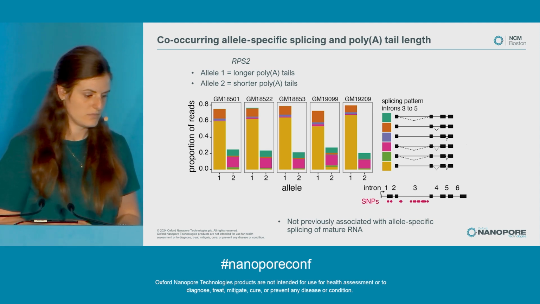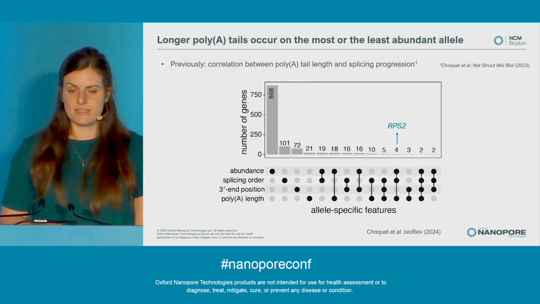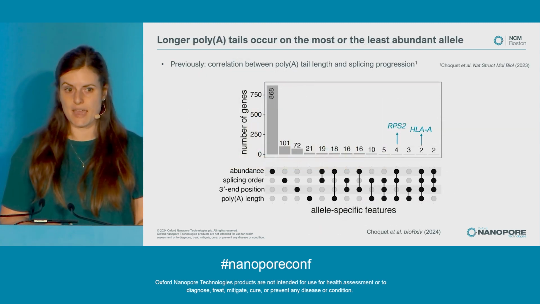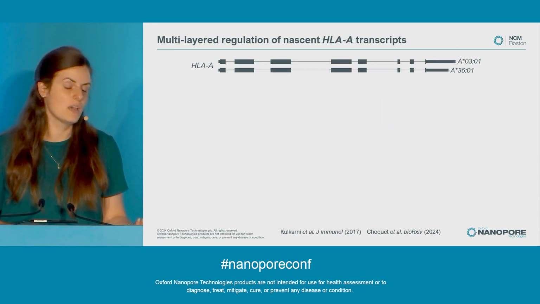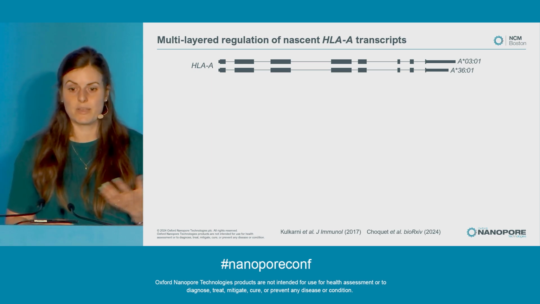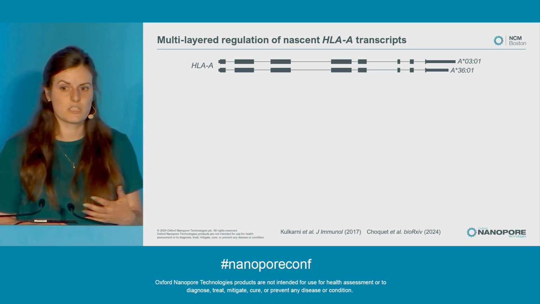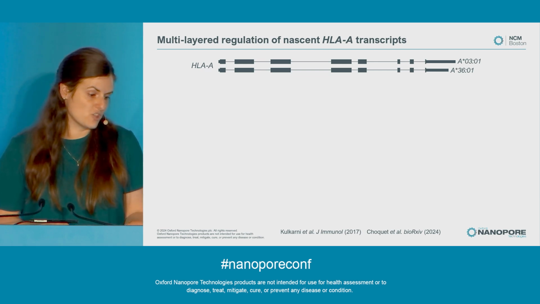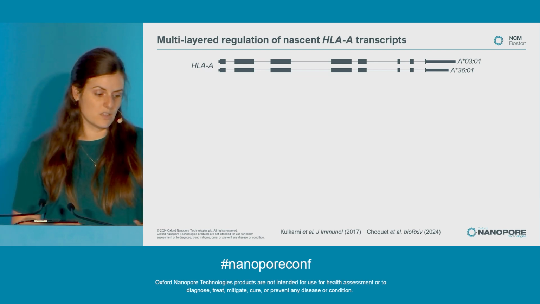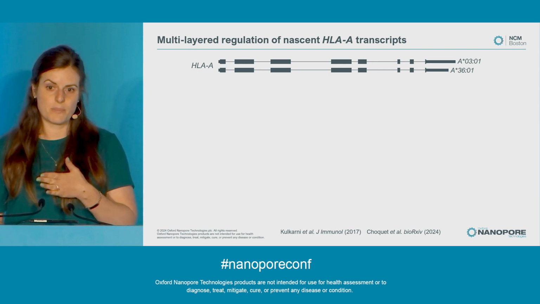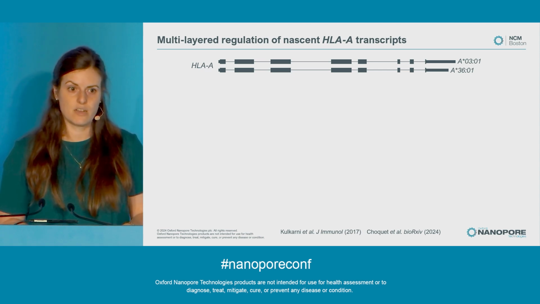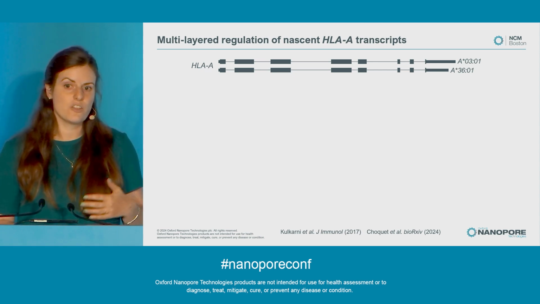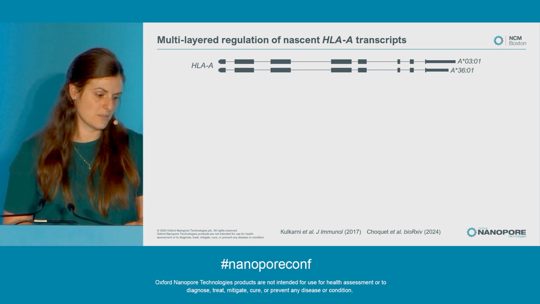So the second example that I want to tell you about is in HLA-A. And as some of you might know, HLA genes are characterized by really high levels of polymorphisms, resulting in hundreds of different alleles. It had previously been shown that some HLA-A alleles are characterized by a more distal 3' end cleavage site, resulting in a longer 3' UTR, whereas other alleles use a more proximal site.